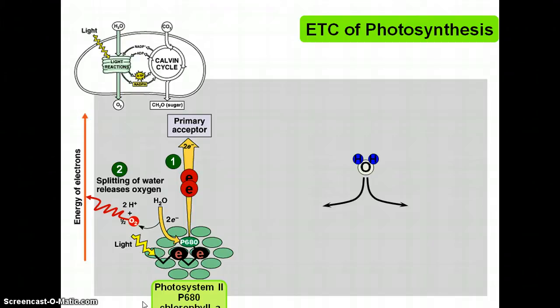And this is just showing that water molecule again being split with its 1 oxygen and its 2 hydrogens. The oxygen joining with another oxygen molecule to become the gas that will escape through the pores in the bottom of the leaf of our plant.